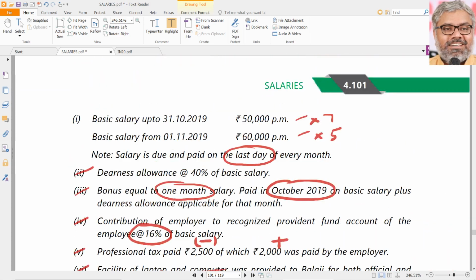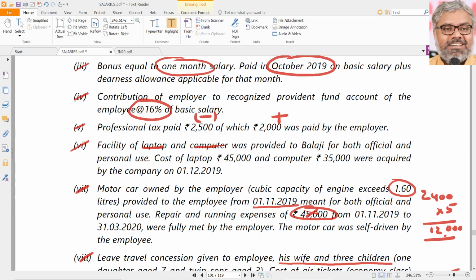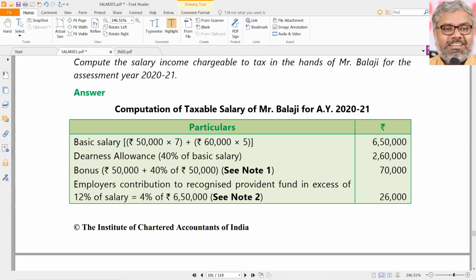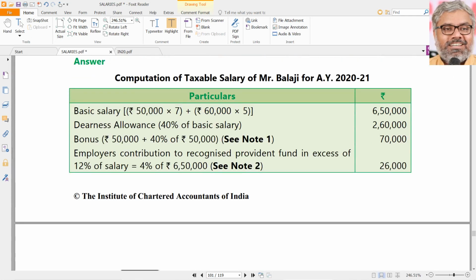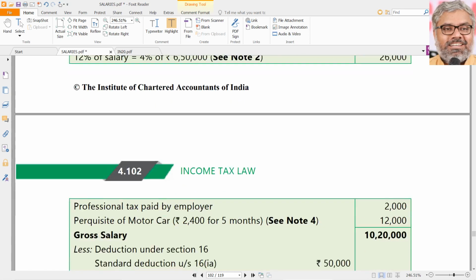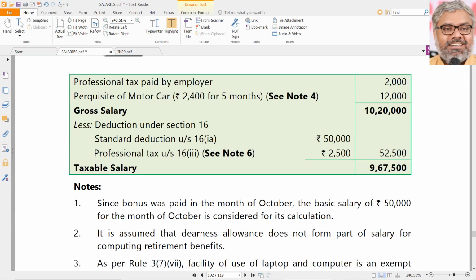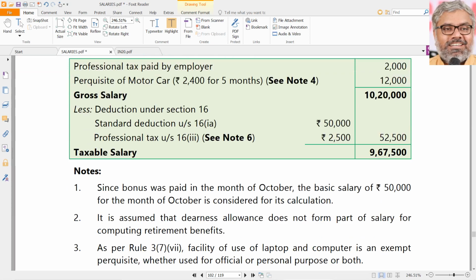All that you need to do is add one by one. What are the taxable items? Basic, then DA, then bonus, employer's contribution to the recognized provident fund in excess of 12% of salary, assuming DA is not forming part of salary. That assumption is important. Then professional tax paid by employer has to be added. Perquisite in respect of motor car, already we calculated, 12,000. Add everything. Then give deductions. Standard deduction 50,000. Professional tax deduction is 2,500, not 2,000, because the employee also paid 500.